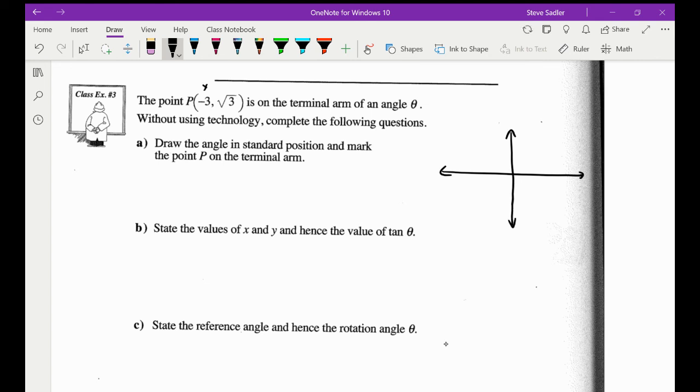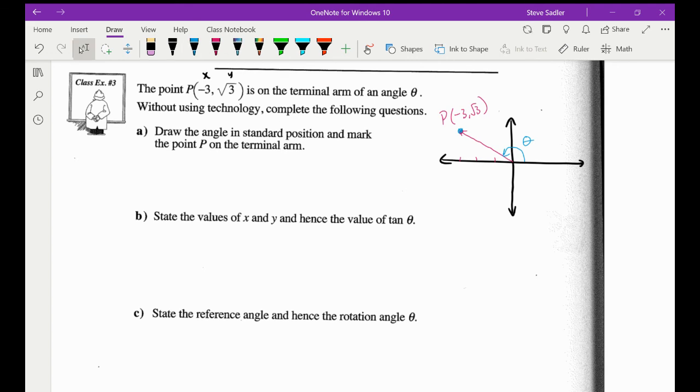So if this is x and y, we know x is negative, so we're going towards the negative, 1, 2, 3, somewhere over here. And y is going positively root 3, which won't be as far as 3. Root 3 isn't as big as 3, so let's say something like that. And this is point P, which is -3, root 3. And we are looking for this angle. So draw the angle in standard position and mark the point P. We've done that.